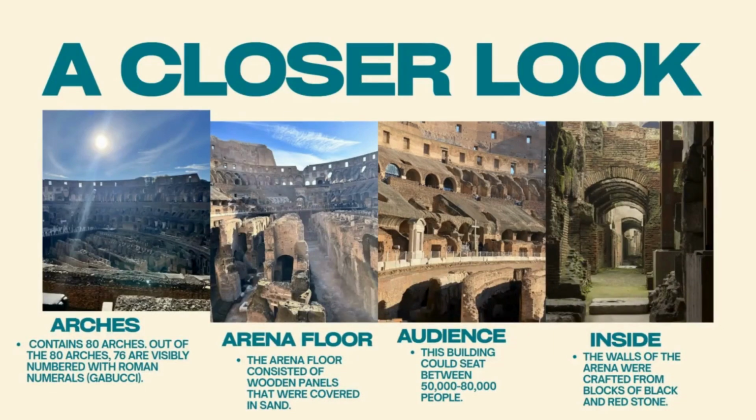Here's a closer look. These are some pictures that I took when I visited the Colosseum. As you can see, we have a better look at the arches here. There are 80 arches, and there are 76 that are still visible today that are numbered with Roman numerals. And these would basically just help the spectators find their seats. This building could seat between 50,000 to 80,000 people. It had a very large capacity.